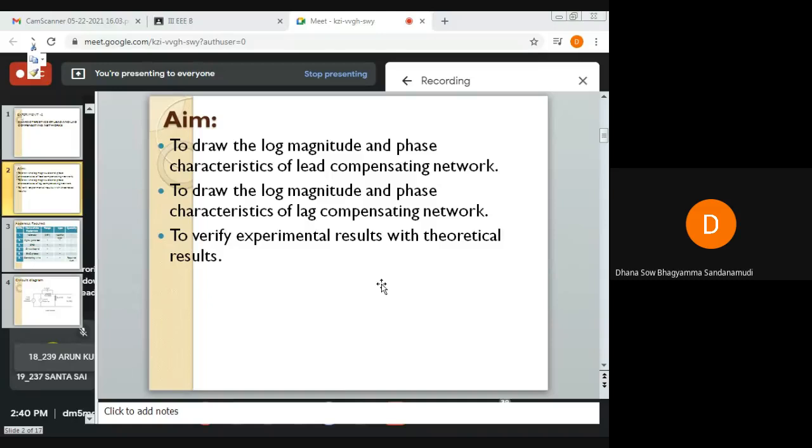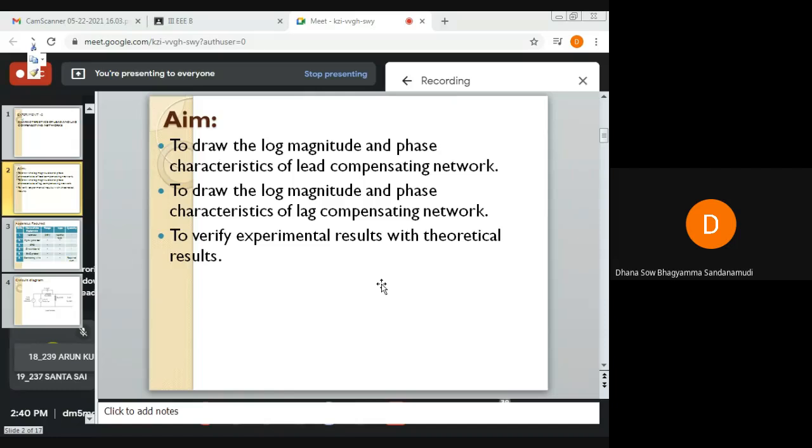The aim is to draw the log magnitude and phase characteristics of the lead compensating network, as well as the log magnitude and phase characteristics of the lag compensating network, and to compare the experimental results with your theoretical results.